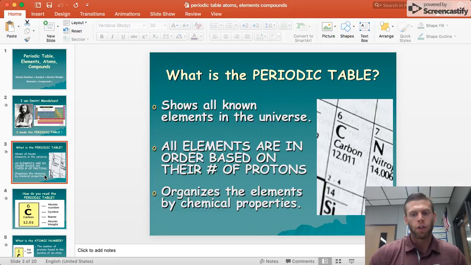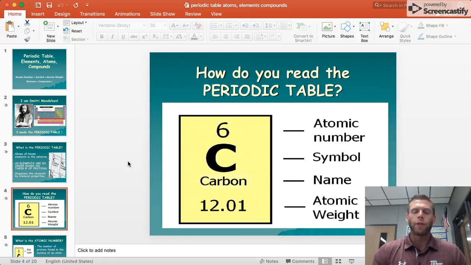And you see nitrogen over to the right of carbon has 7 protons because the 7's above it. So no other element can have 7 protons because that would make it nitrogen. And the periodic table also organizes the elements based on their chemical properties, which you'll learn more about in 7th and 8th grade.